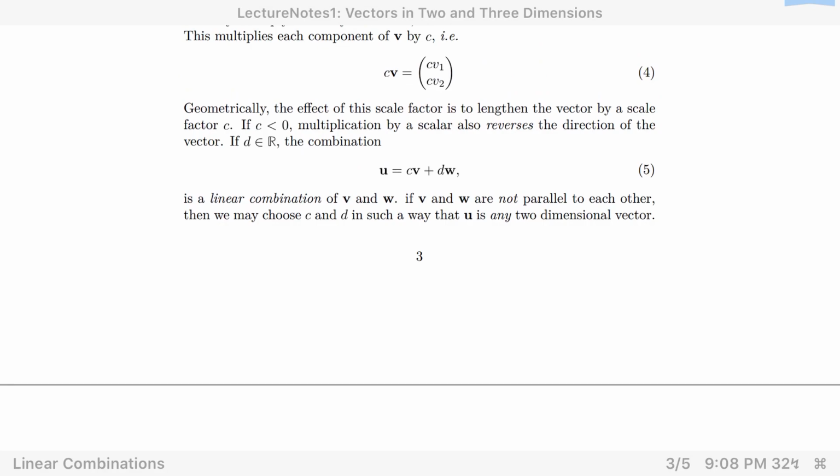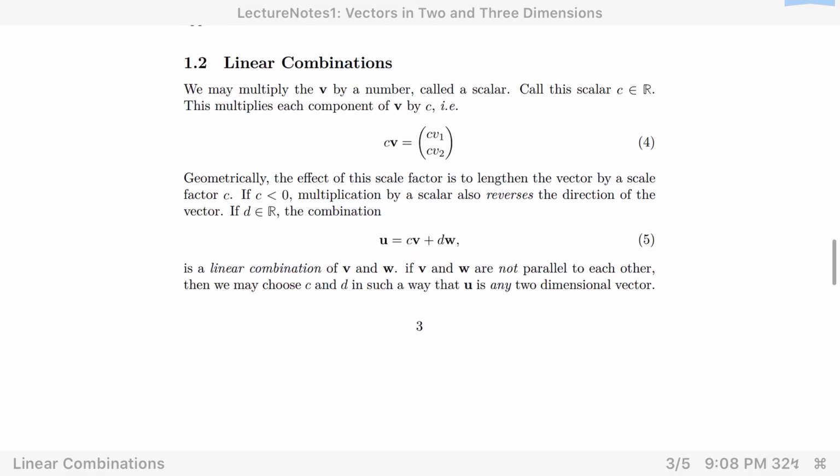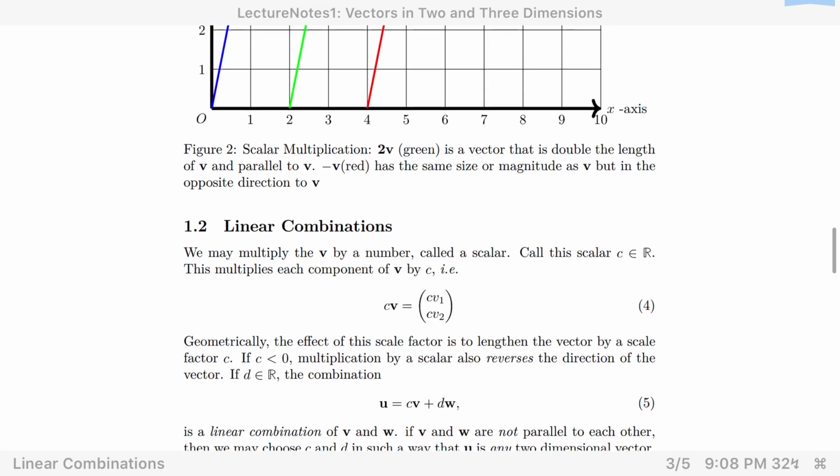Now, if you had another constant d, which is also a real number, and you form the expression cv plus dw, you would have formed a linear combination of v and w, right? So cv plus dw, c and d can take on any real number values. There are linear combinations of v and w. Now, if v and w are parallel to each other, then you get vectors on the same line. You can try this out.